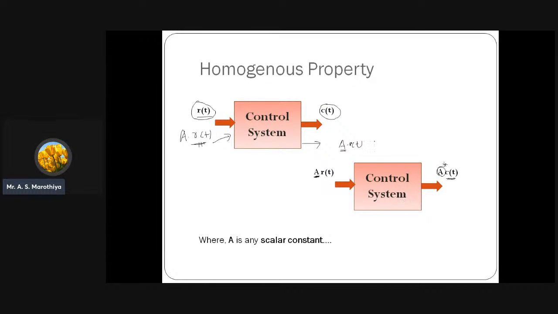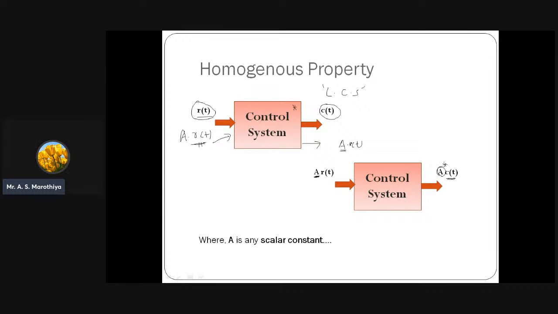Now because this system is going to follow both the properties simultaneously, it is additive in nature, it is homogeneous in nature, we can treat this particular system as following the superposition property or principle. Hence we can treat this particular system as a linear control system. I hope this point is clear to everyone.